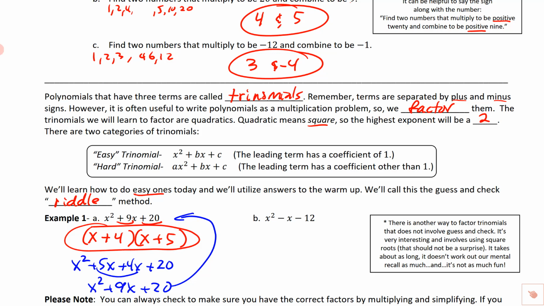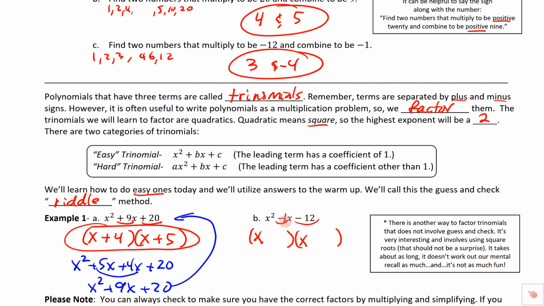Okay, so let's take a look at the next one. On this one, again, we start off like this. Whoops, let me change colors again. We want a set of parentheses. And again, this is what makes these easy. If this is an x squared, the only way to make that would be to have an x and an x. And then we ask ourselves, what multiplies to be this number right here, the negative 12, and combines to be that number right there?